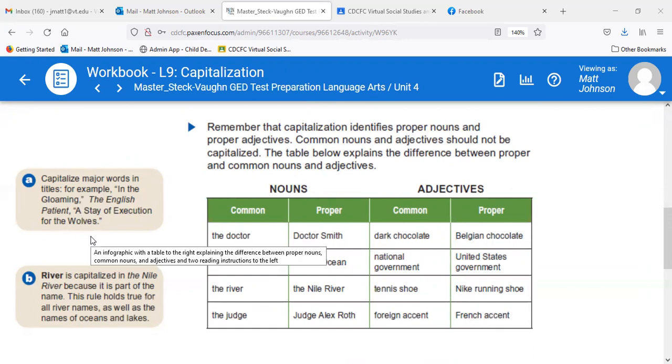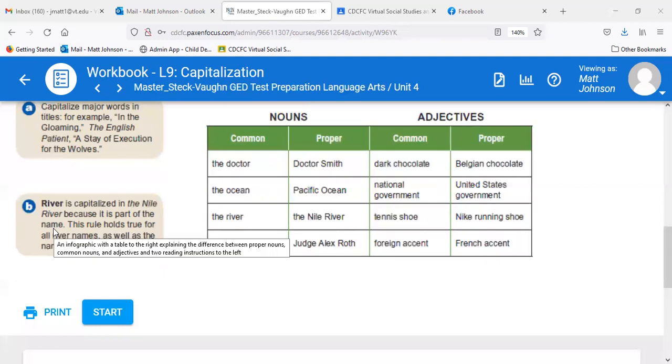And you'll notice in titles like that, what they mean by major words is like your subjects and verbs, things like that. Conjunctions, articles, prepositions, those will not be capitalized. So of course, it's always the first letter of the first word. So in this case, the English patient, all of that is capitalized. But you see here a stay of execution for the wolves. Of, for, and the do not get capitalized. Same thing up here in the gloaming. The doesn't get capitalized, just your major words, your subjects, your verbs, things like that.